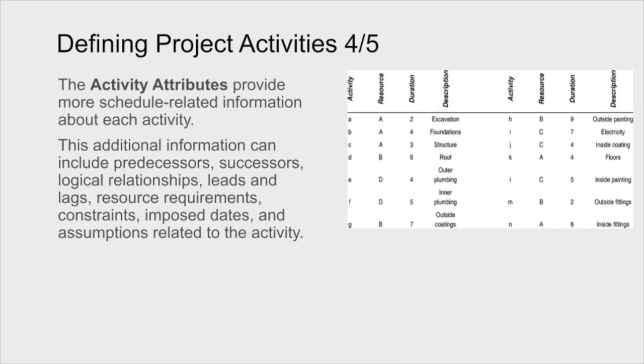The additional information that comes there include predecessors, what happens before, successors, what happens after, logical relationships between A and B, leads and lag times, in terms of how much lead time is required, how much planning needs to be done. For example, to order cement, if it takes 3 days to get there, you need to consider that a lead time, or lag time and how long it takes the cement to set. Resource requirements, constraints, imposed dates and assumptions related to the activity need to be put in that.